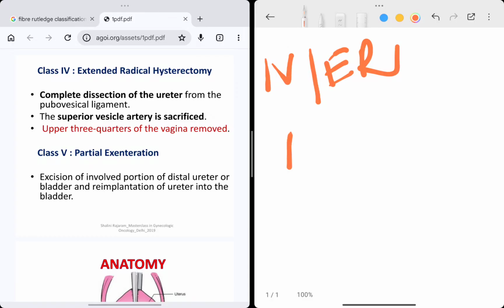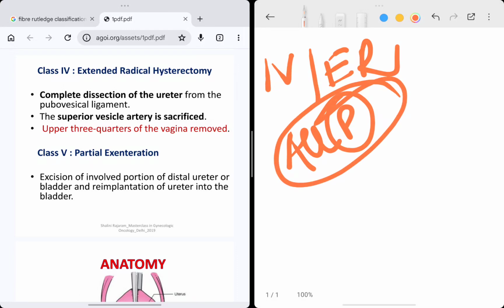So in type 3, as much as possible we try to remove the parametrium, but in type 4 all parametrium is removed. So here all parametrium is removed. Uterine artery is ligated at its origin at the superior vesical artery. So in type 3, uterine artery is ligated at the level of internal iliac artery, and in type 4 it is ligated near to the superior vesical artery. Parametrium just like that, and uterosacral ligament also like the previous one.